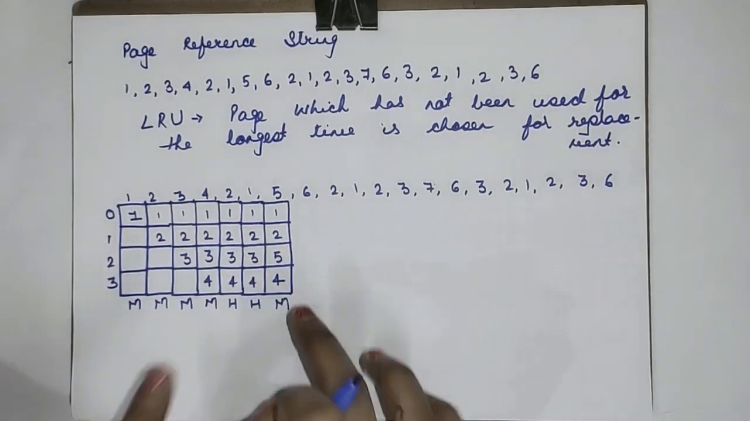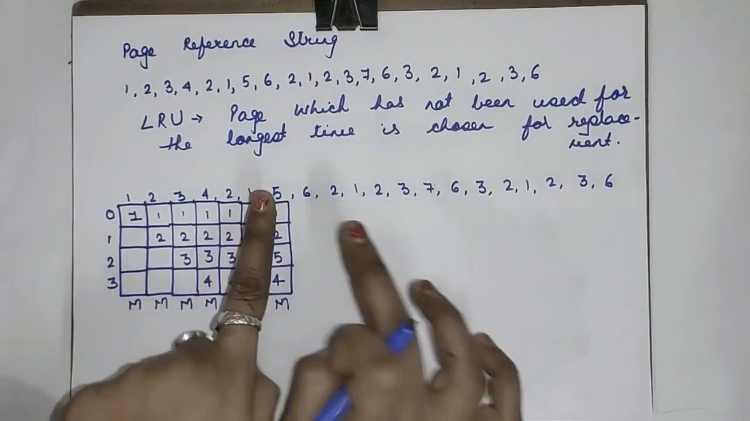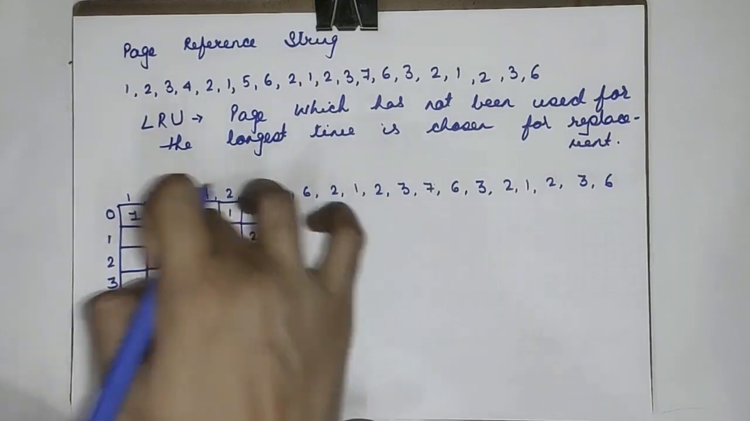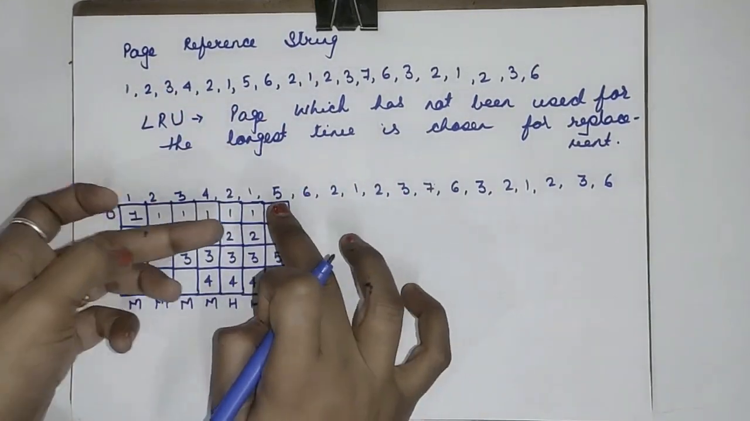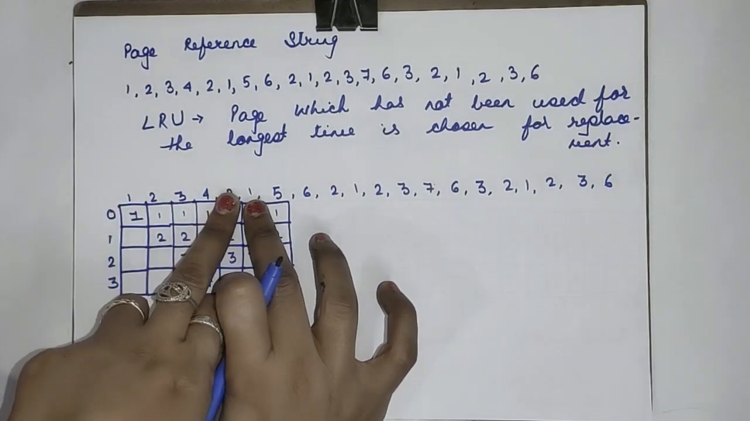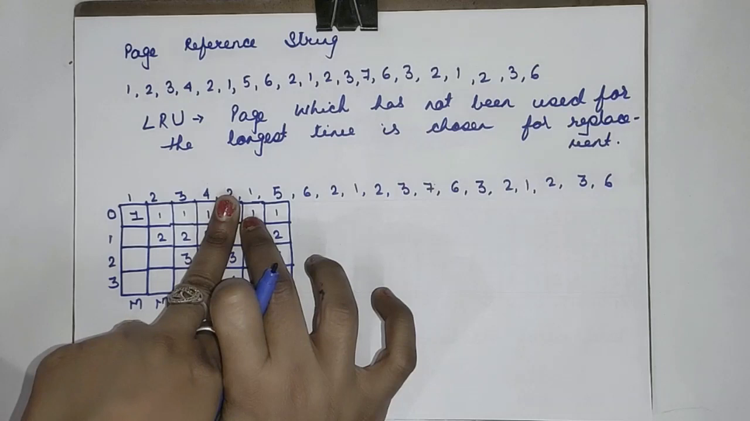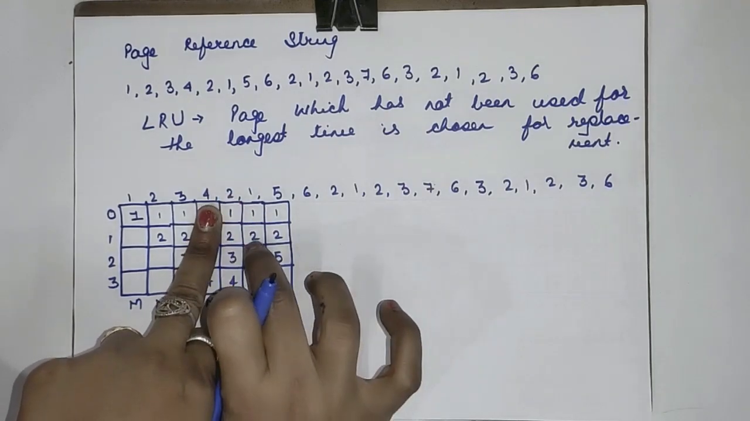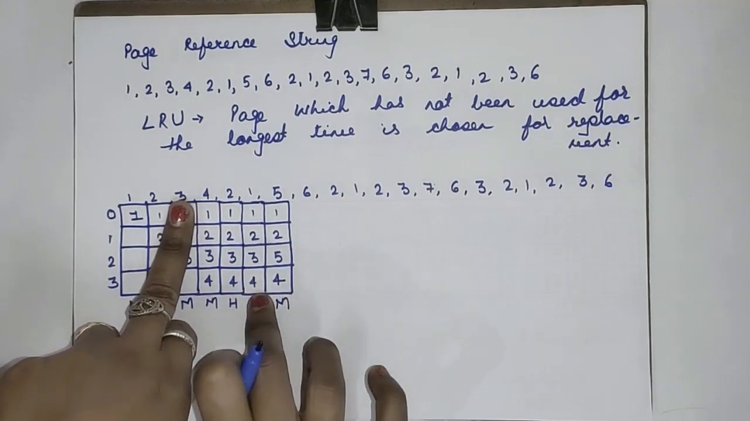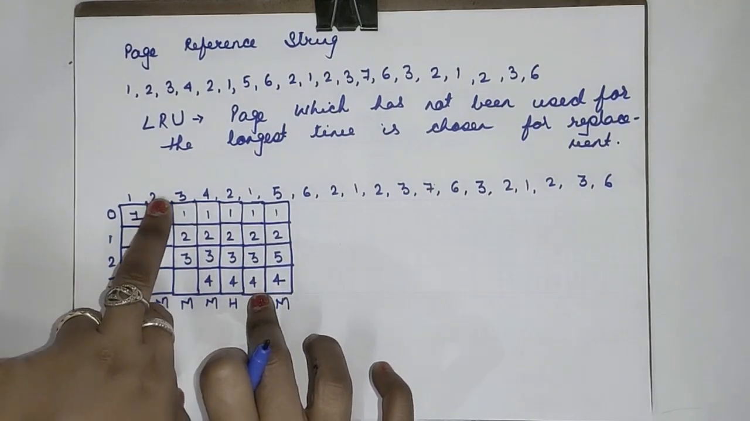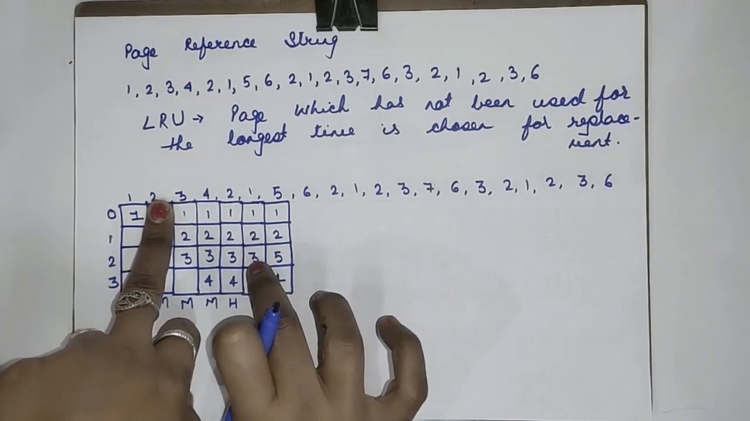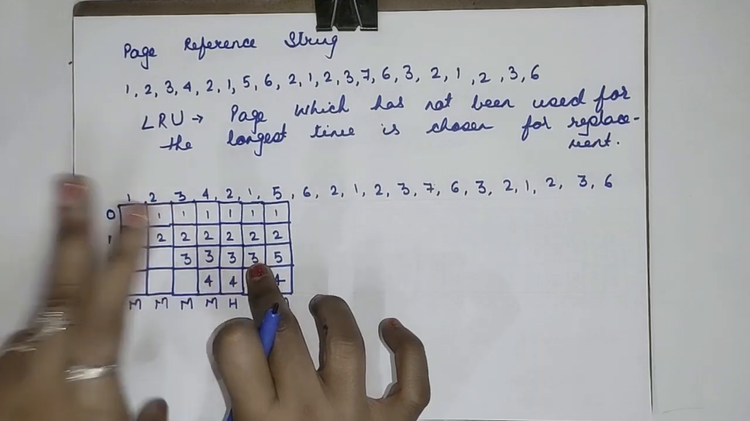So let's check one more time. You need 5. 5 is not present in memory. So we'll need to backtrack. We need to see which pages are called in the recent past. Recently you needed 1, so 1 is the most recently used page. Then you needed 2, so 2 is the second most recently used page. Then you needed 4, so 4 is your third most recently used. And at last, at the 4th frame, you have 3. So 3 was the least recently used page.